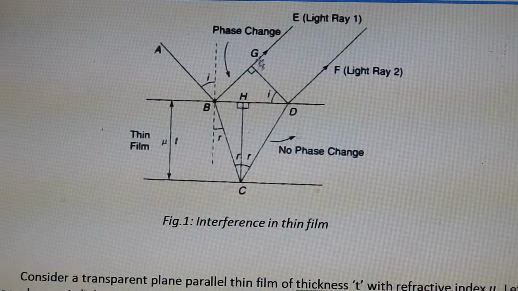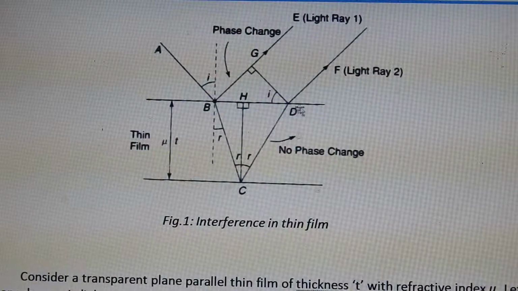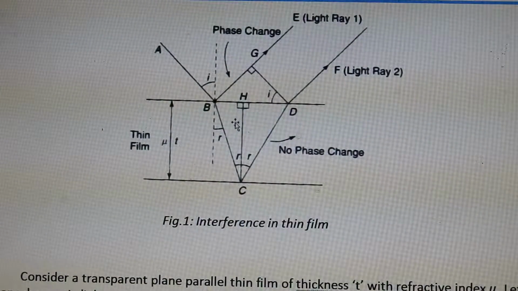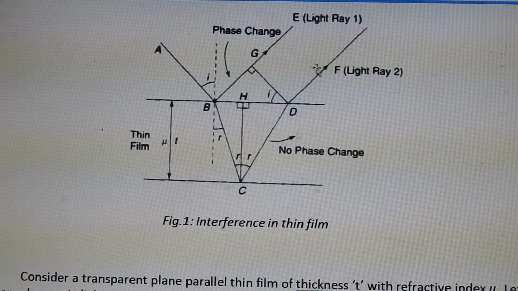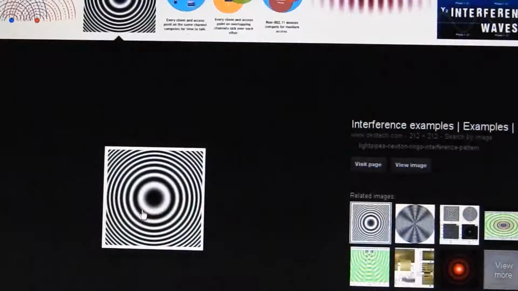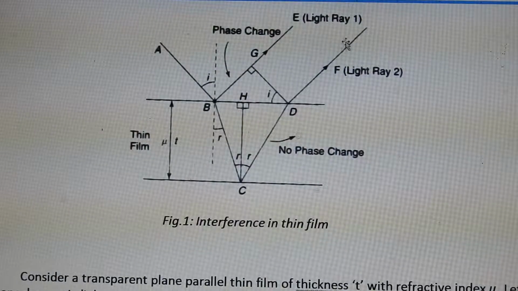Both the first part of the ray and the second part of the ray are traveling. After traveling outside and inside, both will interfere and form the interference pattern. In the interference pattern, the center point will always be dark, next bright, next dark, next bright, as you can see. So now this type of interference happens.